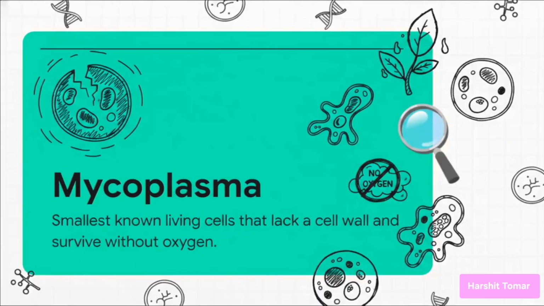But hey, there's always an exception in biology, right? Enter mycoplasma. These are literally the absolute smallest known living cells. Unlike true bacteria, mycoplasma completely lacks a cell wall, and get this, it can survive entirely without oxygen. Many of them are highly pathogenic, proving that you definitely don't need a rigid structure to be a formidable organism.